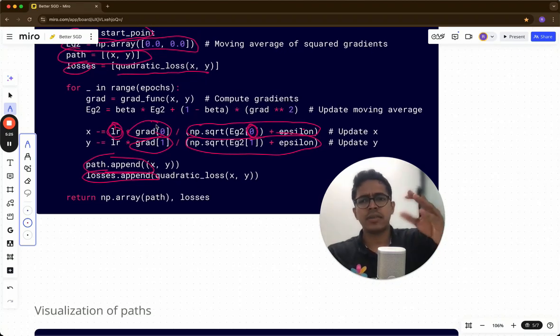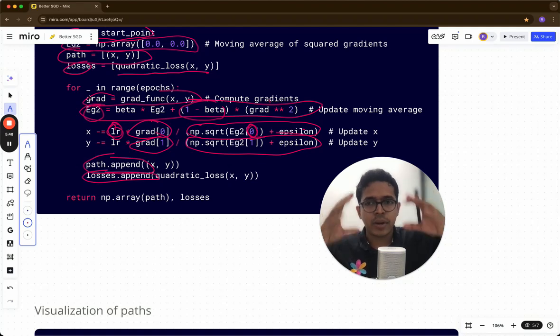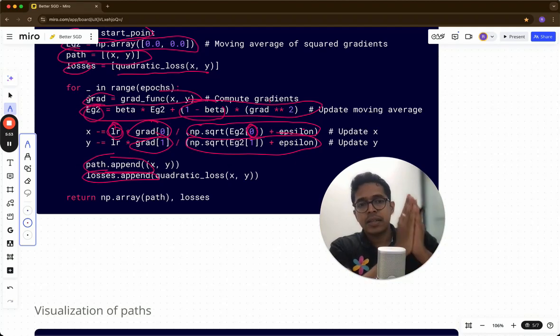We have already discussed the formula in detail. Here we are calculating the gradient, and here we are calculating the moving average for time step t based on the moving average from the previous time step and the square of the gradient of the current time step. So the square of the gradient of that current time step is grad square, and 1 minus beta means the moving average of the square of gradient in the current step is 90% of the moving average from the previous step plus 10% of the square of gradient from the current step.